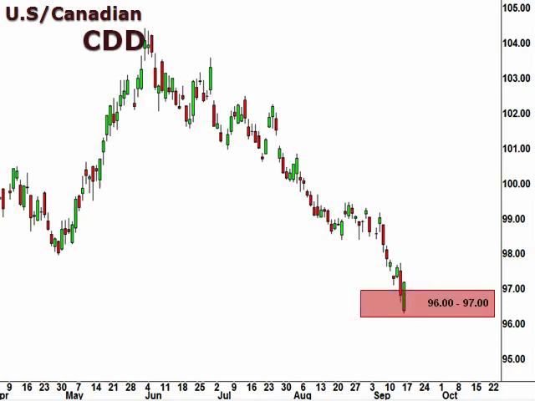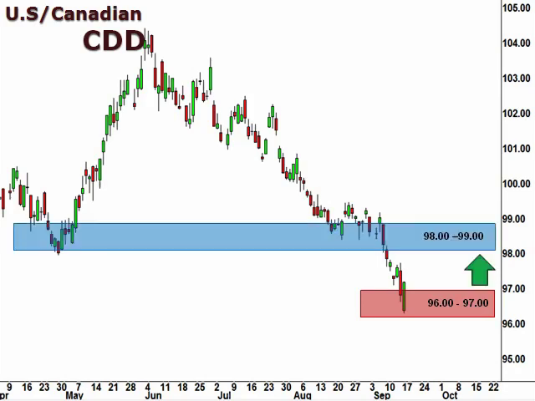Well, the CDD found support down within the 96-97 focal zone and formed a bullish reversal candle on Friday. This lends credibility to a retracement that could reach the 98.99 resistance level.